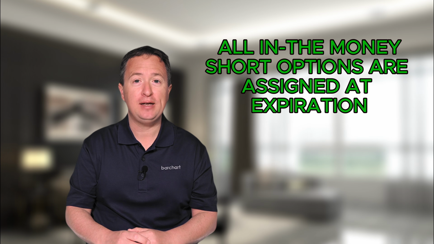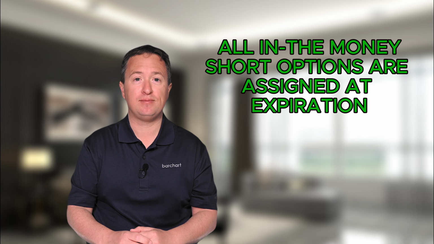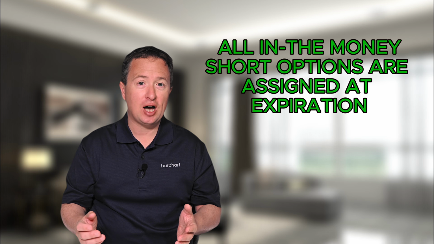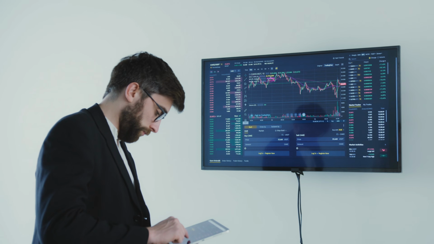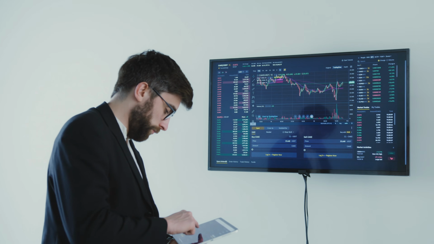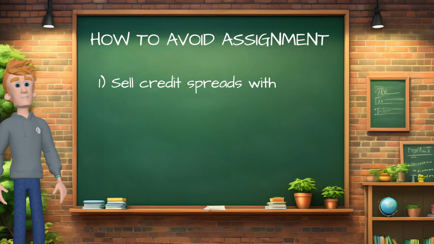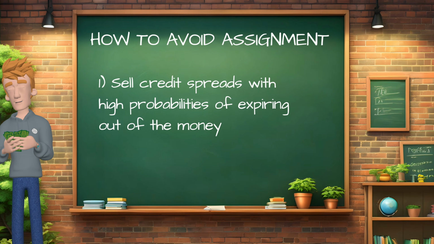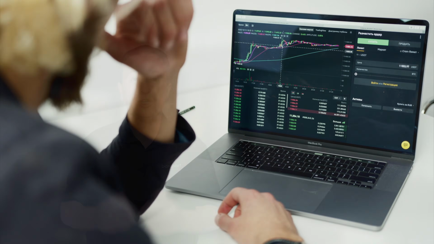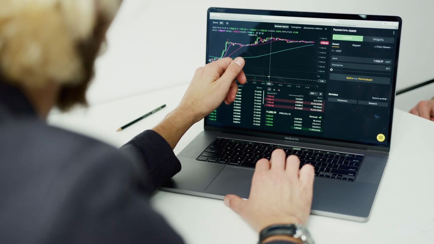You always carry assignment risk with any option strategy that involves short options. If your short option expires in the money, it'll automatically be assigned. Also, the buyer can exercise the option at any time, even if it doesn't make sense. So how do you avoid this? Well, there's a few things that you can do. The first is trading credit spreads with higher probabilities of expiring out of the money. That means wider spreads with higher net credit and potentially higher maximum losses. Though again, that's offset by the lower chance of it expiring in the money.